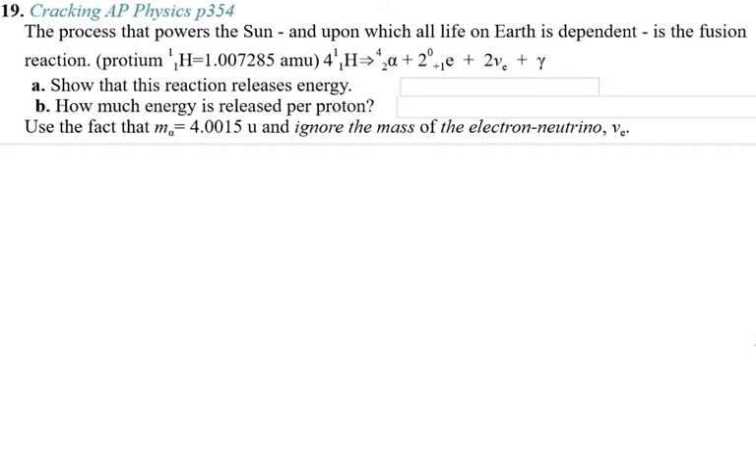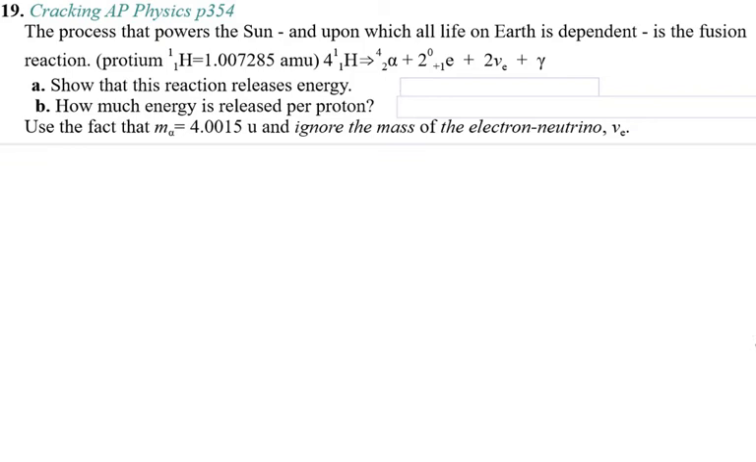The process that powers the sun and upon which all life on Earth is dependent is the fusion reaction. Then they give you the expression of the reaction and they give you the protium, or the hydrogen with one proton, AMU. And in this reaction you see that the protium is being split into an alpha particle, 2 electrons, 2 neutrinos, and a gamma energy release. The mass of the alpha particle is given as 4.0015 AMU, and they ask you to ignore the mass of the electron and of the electron neutrino as well.